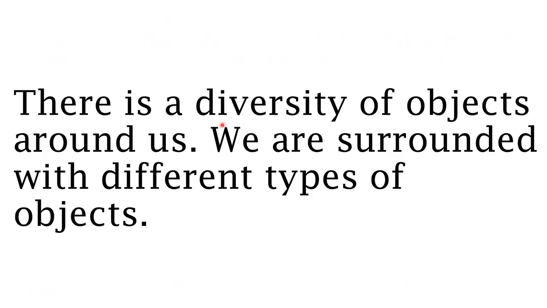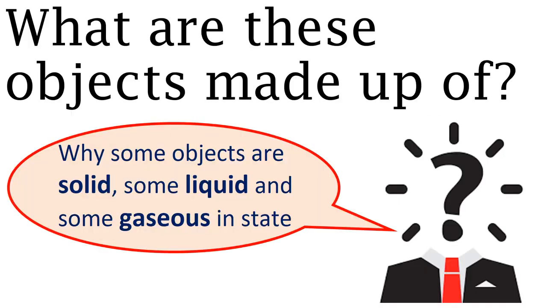There is a diversity of objects around us. We are surrounded with different types of objects. The question which strikes my mind is, what are these objects made up of? Have you ever wondered why some objects are solid, some liquid, and some gaseous in state?